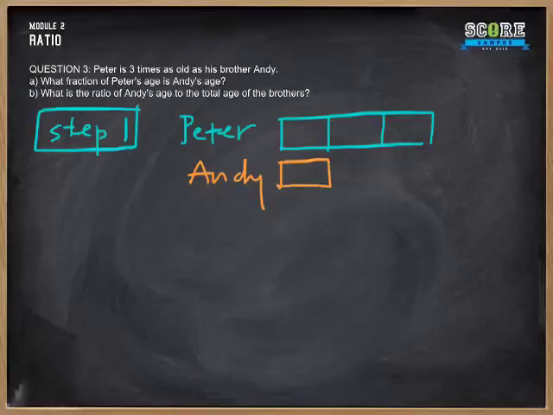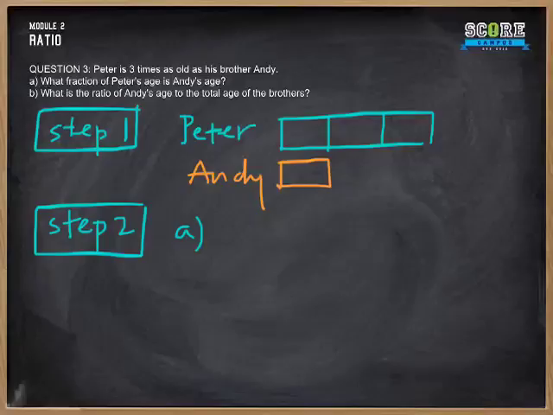Okay, now simply look at the model and let's answer all the questions based on the model. Okay, part A is this. Part A is: what fraction of Peter's age is Andy's age, which means is Andy over Peter. So Andy's got 1 box, Peter has got 3 boxes. So it's 1/3, and there you go, that's your answer. Andy is 1/3 as old as Peter. That's your final answer for part A.